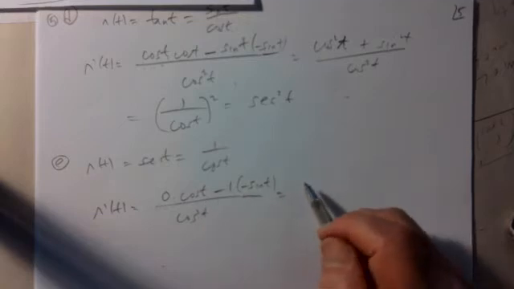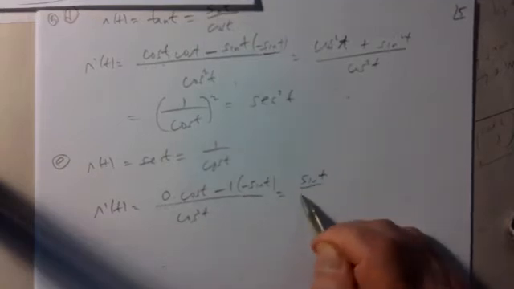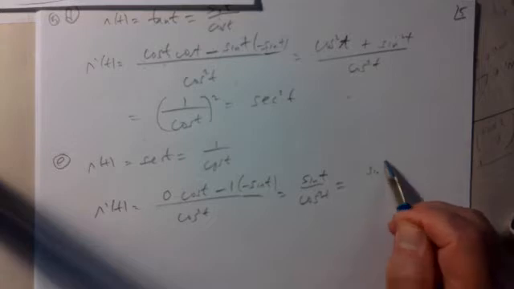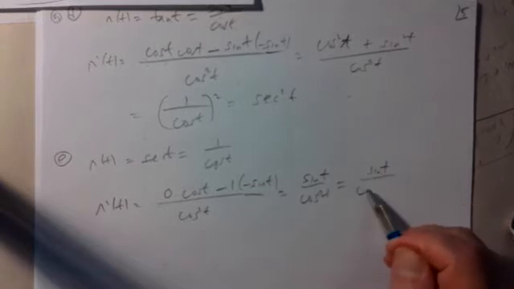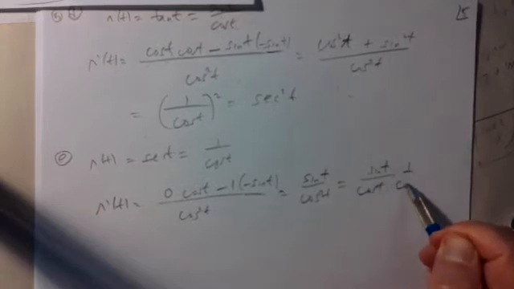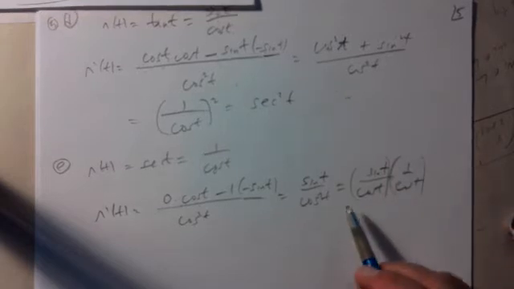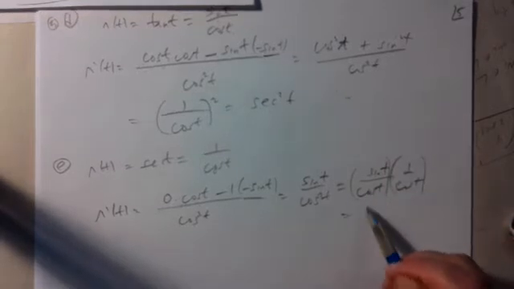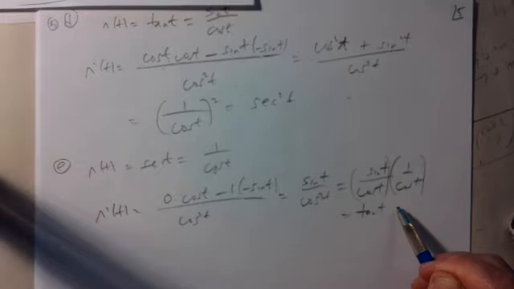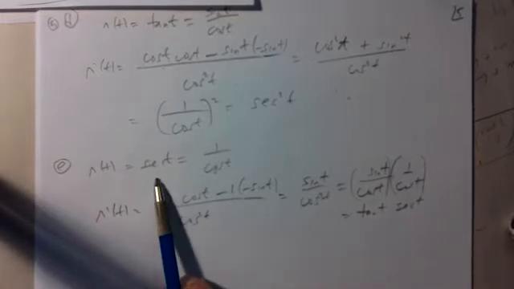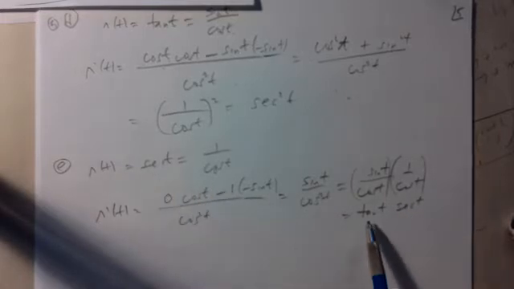So you get 0 plus sine t over cosine squared t. And you can always write cosine squared as cosine times cosine. So this is usually written as the tangent of t times the secant of t. So the derivative of the secant is tangent times secant.